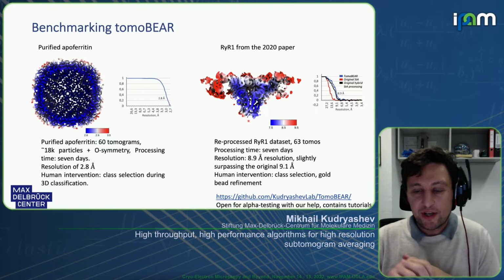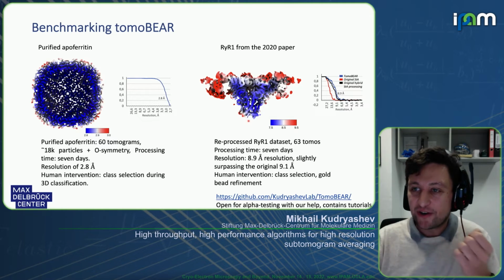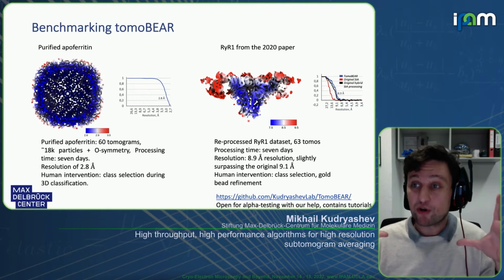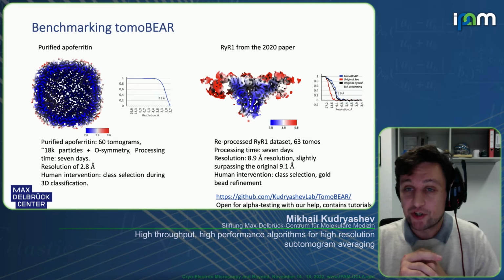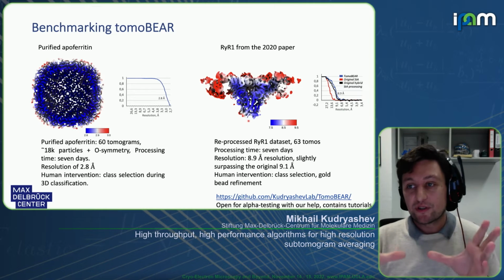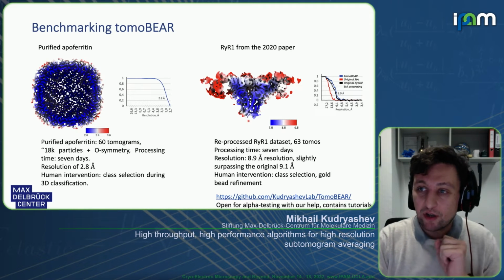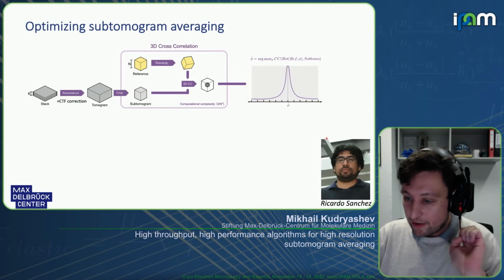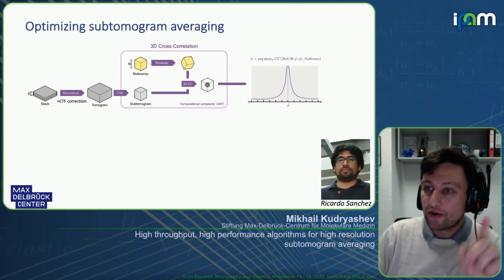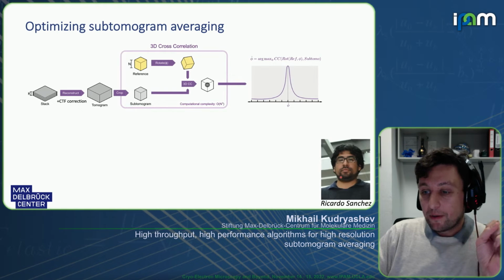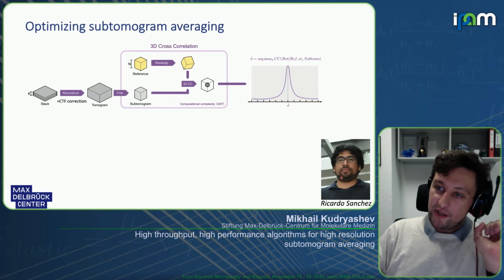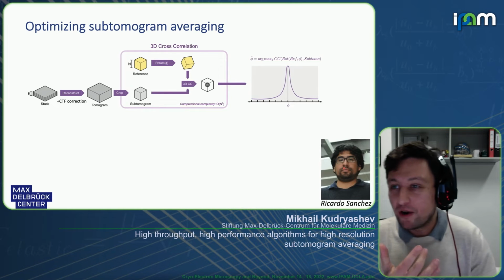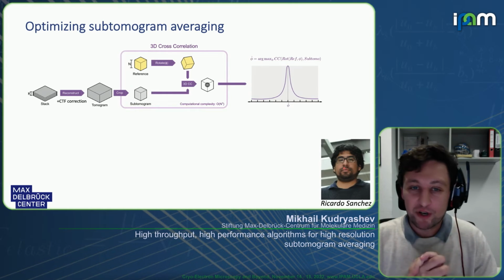One thing that we realized is that the higher the resolution you go, the smaller your pixel becomes, and the larger and larger the size of your box becomes. As a result, the processing becomes very, very slow. So Ricardo Sanchez, who was in my group in Frankfurt and has since gone to EMBL in Heidelberg, has been developing an optimized version of subtomogram averaging.